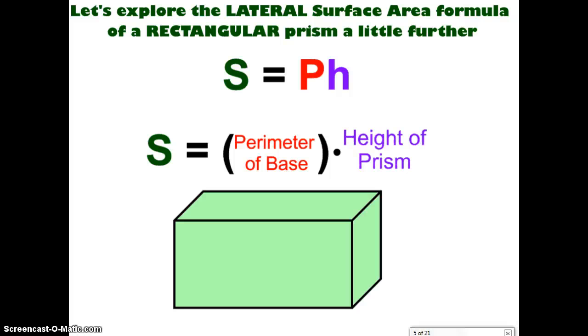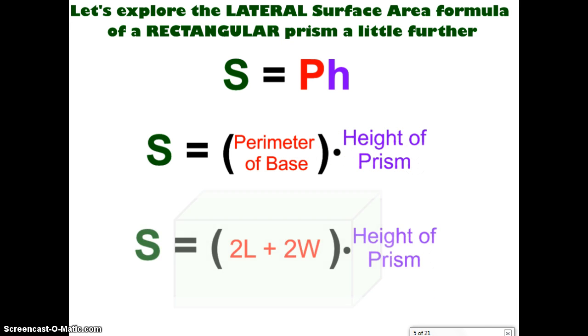S is equal to pH. For lateral surface area, P is the perimeter of the base times your height of the prism. If you recall, the perimeter of the base would be 2 lengths plus 2 widths. So 2L plus 2W times the height of the prism.